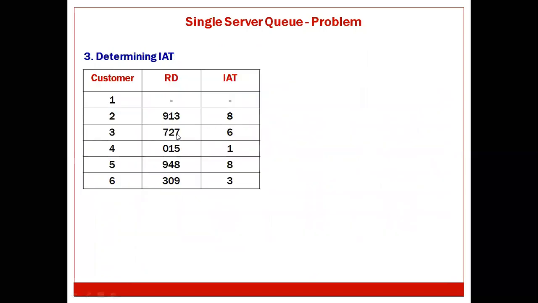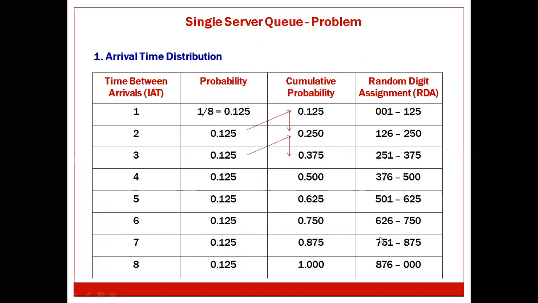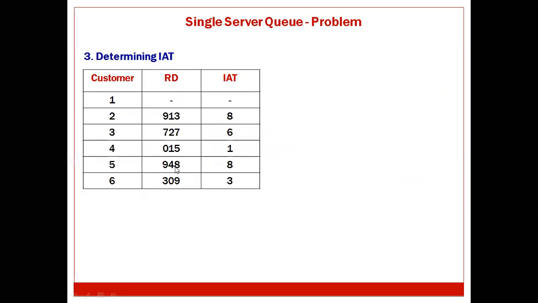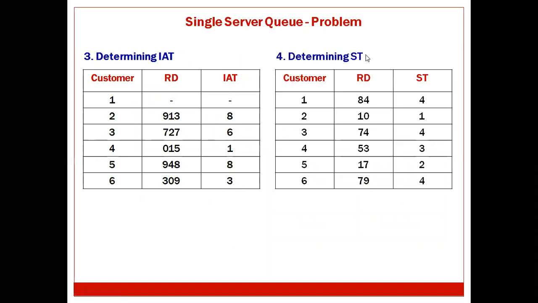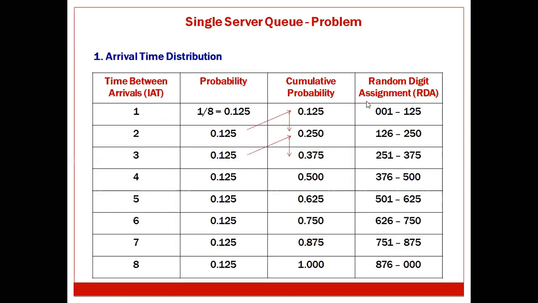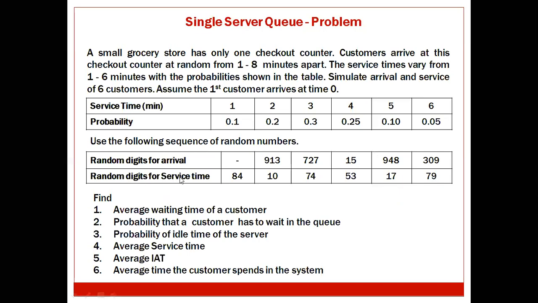Similarly, 727 comes under 626 to 750. So the corresponding IAT is 6. The same way you will have to complete this particular table. Then the fourth table will be determining ST. The same way: customer, RD, ST. Now you will have to look into the random digits for service time.